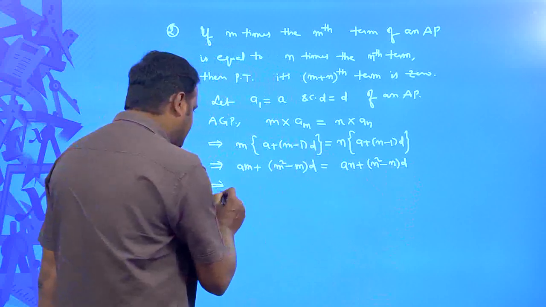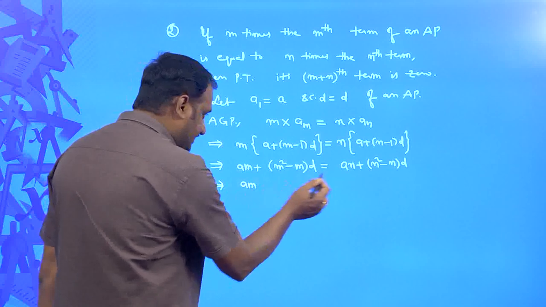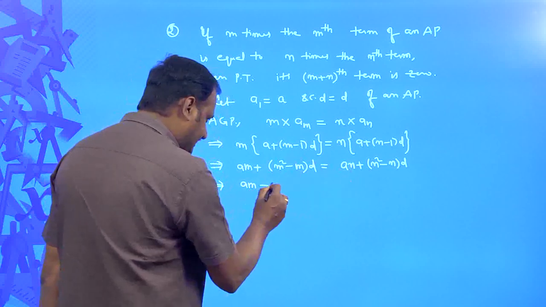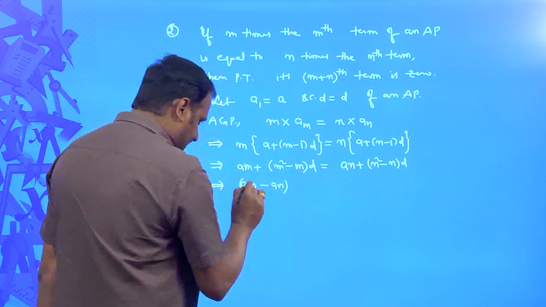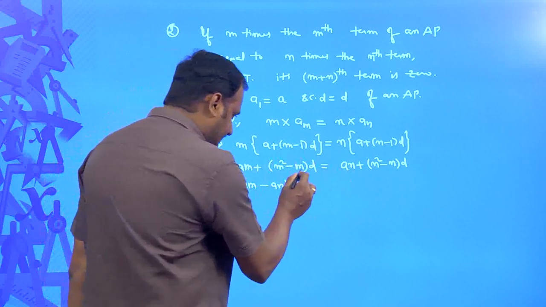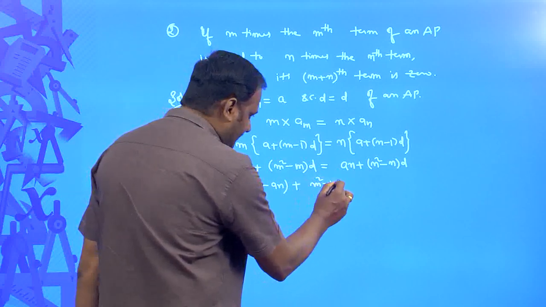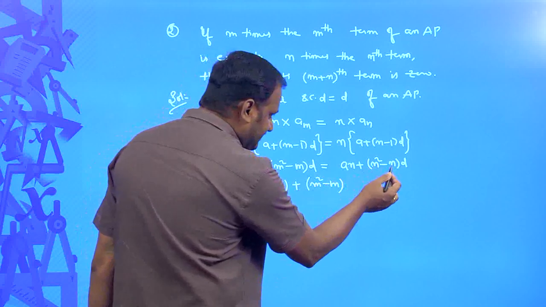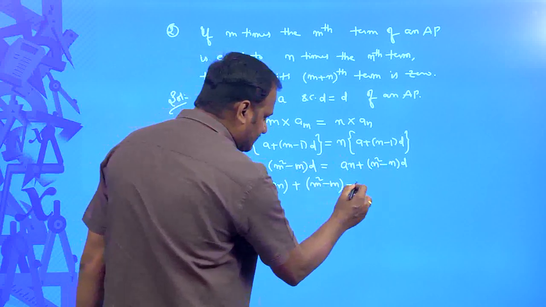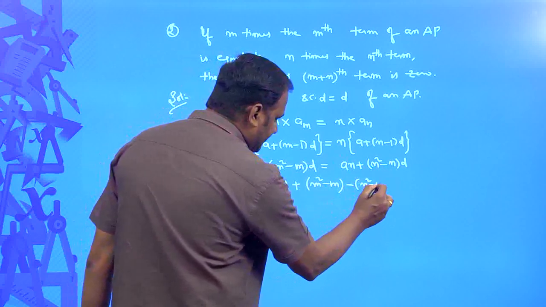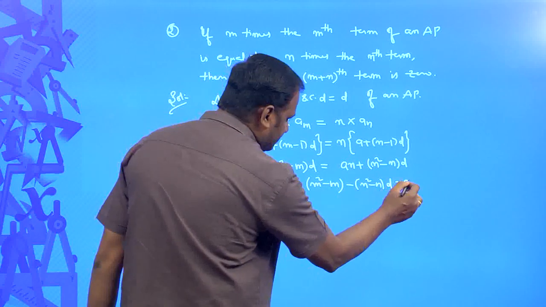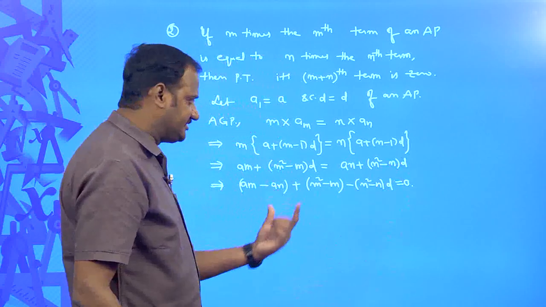Then what will you get? A m transposing plus a n that side would be minus a n as a pair, and d terms, here d term is m square minus m, and here n square minus n, when you transpose it towards this side, so minus of n square minus n into d is equal to 0. So, hope you understand this step.